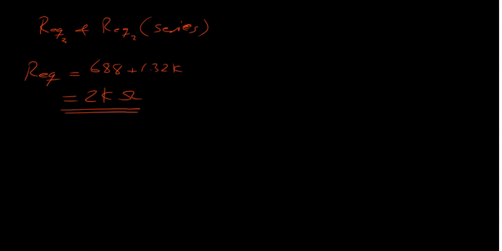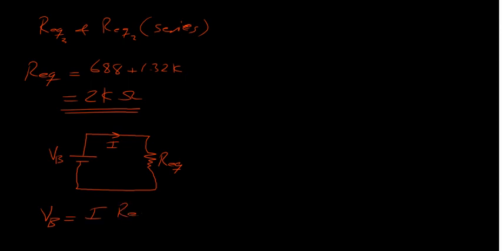So I ended with a circuit like this: a battery with one resistor and the current. Now, how do we find this battery voltage? Well, I have the current and I have the R equivalent. You simply take 1 times 10 to the power minus 3 and multiply it by 2 times 10 to the power 3. That will give me a total of 2 volts. So that's the total voltage provided by the battery. We managed to find the voltage across this battery.